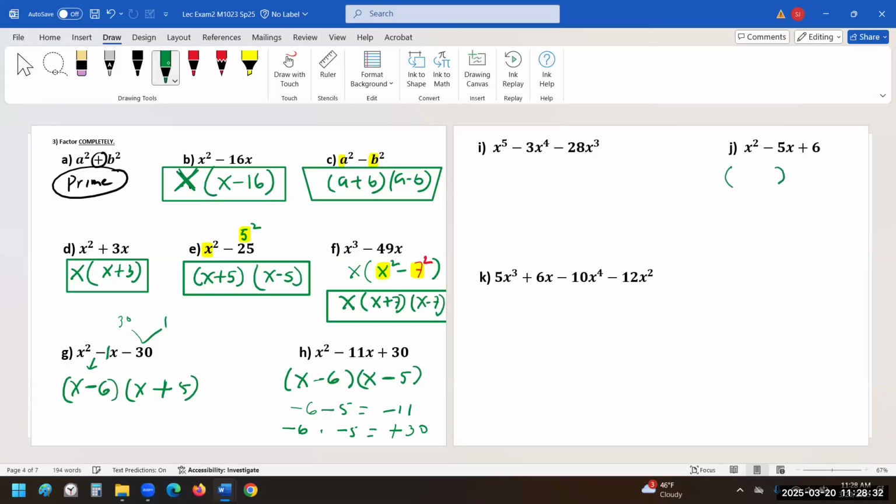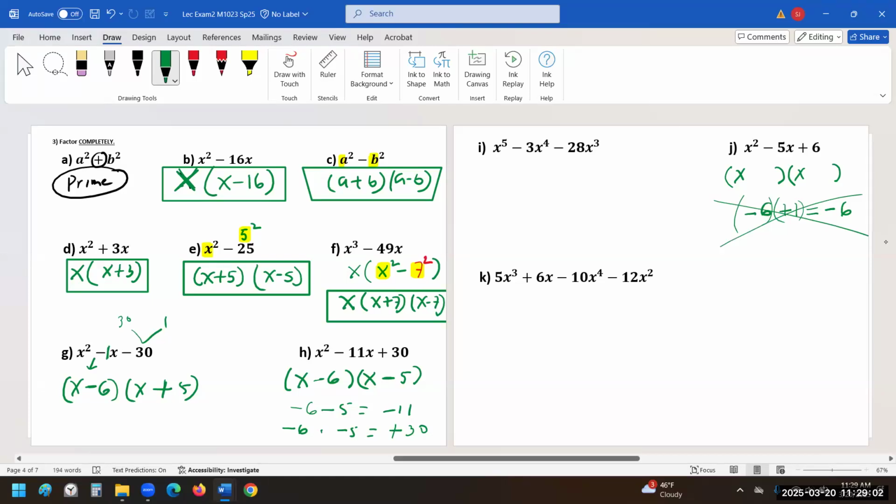Let's do this one first. Two numbers multiplied to 6 combined to 5. Many people thought it was 6 and 1. 6 and 1 doesn't work. Because if you want to put 6 and 1, its x has to be negative and your 1 has to be positive. But if you multiply them, your answer is negative 6. But we want the product to be positive 6, not negative. So 6 and 1 doesn't work. Even though the sum works, the multiplication doesn't work.